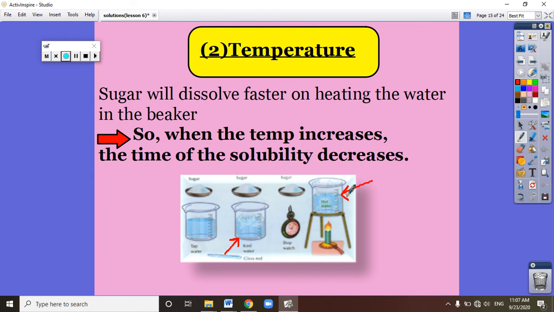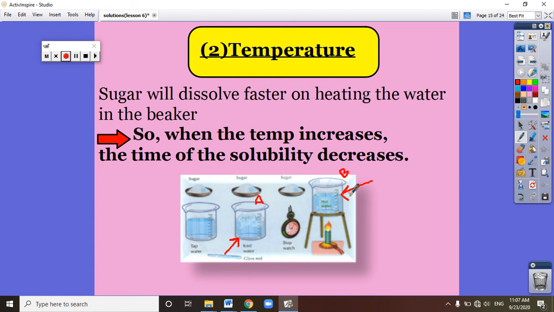One of them I'll leave like this, and the other I'll increase its temperature by heating. Which one do you think the speed of the solubility process will increase and the sugar will dissolve fast? Beaker A or beaker B, in which we increase the temperature?